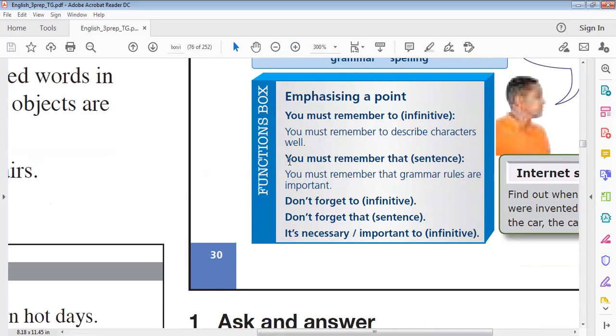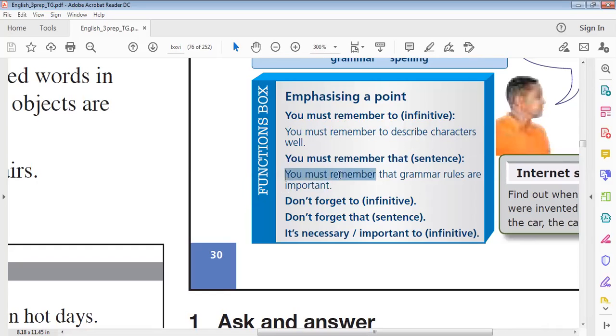Another way is that you can say, you must remember that. But pay attention because after you must remember to, you will put an infinitive. But after you must remember that, you will put a full sentence. I mean here, subject plus verb.